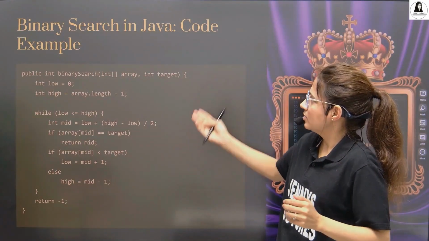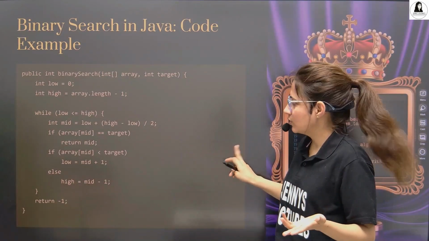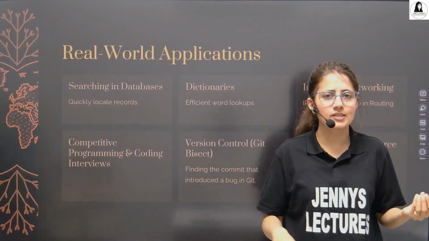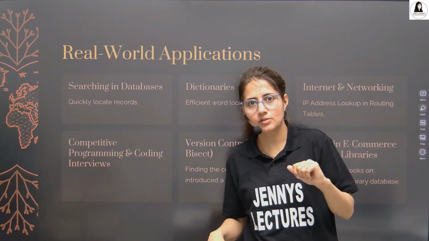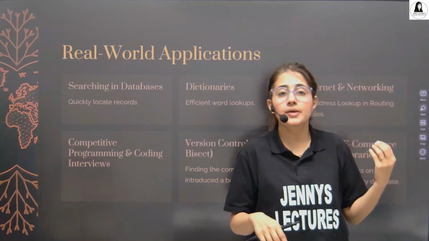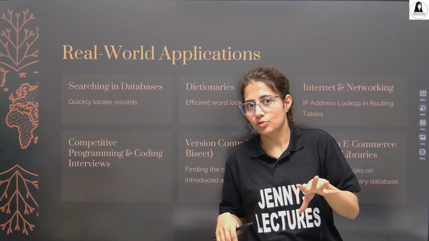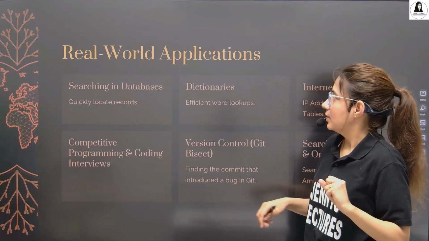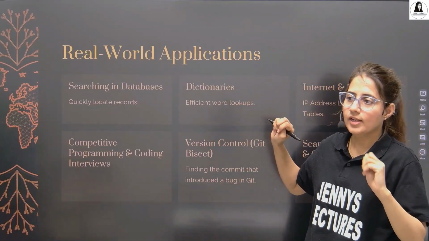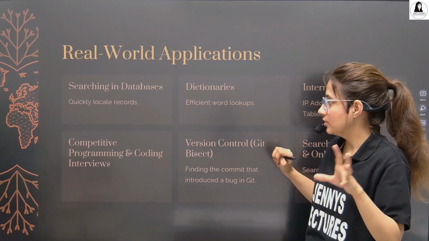Okay, this is one Java code for binary search. We have seen this. Some real world examples: while searching in databases or large data structures like B trees and B plus trees, binary search is used to search. In dictionaries, while spell checking, binary search is also used.